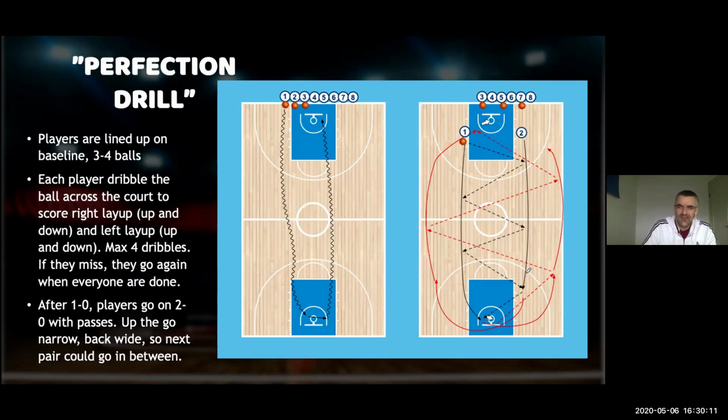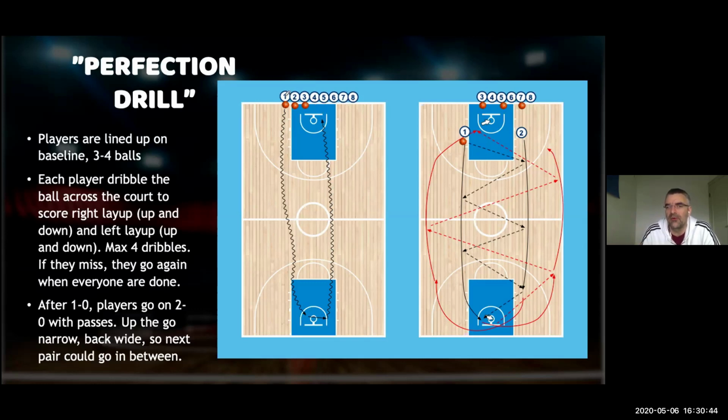So this is the perfection drill. It starts with all players lined up on the baseline, and first they run 1 on 0. They grab the ball and run and make the right layup, and they go to the other side to make another right layup. They have to score both. If they miss one, they have to do it again after everybody finished.